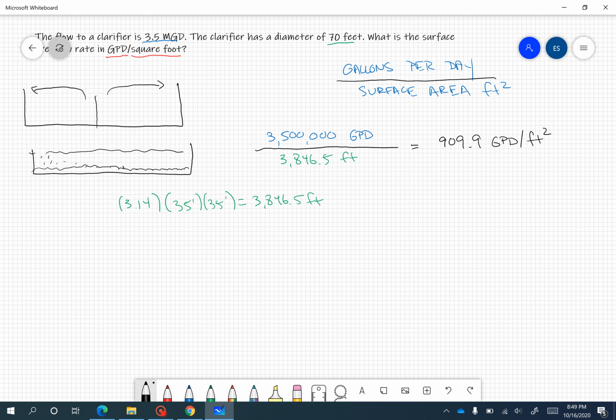So our next example is going to be weir overflow rate, and that's actually going to be gallons per day per foot of weirs. So when you see these problems, if you're looking at a problem and can't remember surface overflow rate versus weir overflow rate, they always tell you how to set the problem up by how they want the answer formatted. Gallons per day per square foot for surface overflow rate.